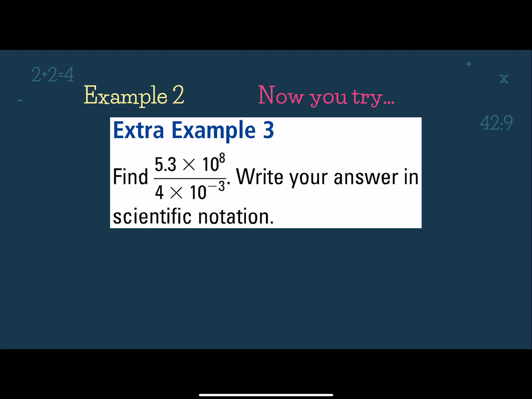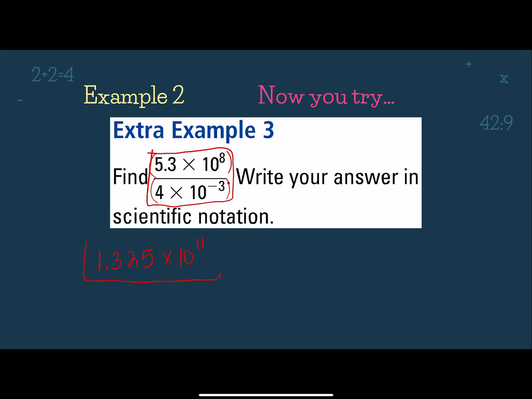Alright, so if you type this one in your calculator just like it looks, remember you can either type it in using the fraction button, or you could type it in using the division button, but you have to put both of these things in parentheses if you do it that way. So if you did it correctly, you should have got 1.325 times 10 to the 11th.